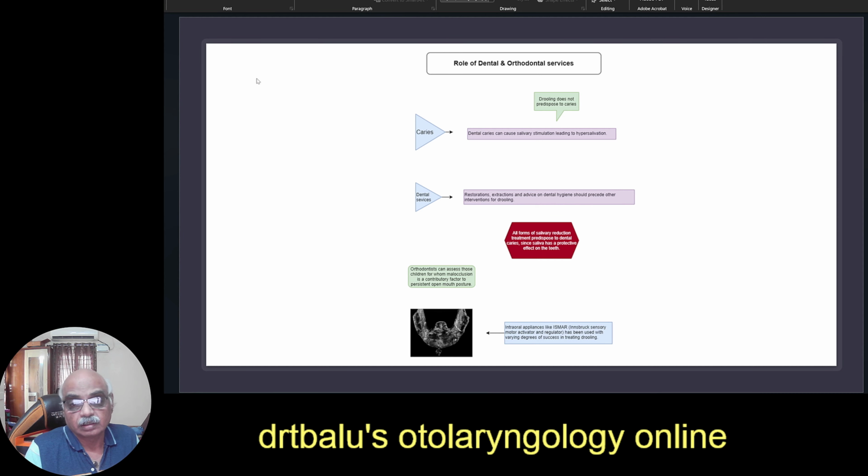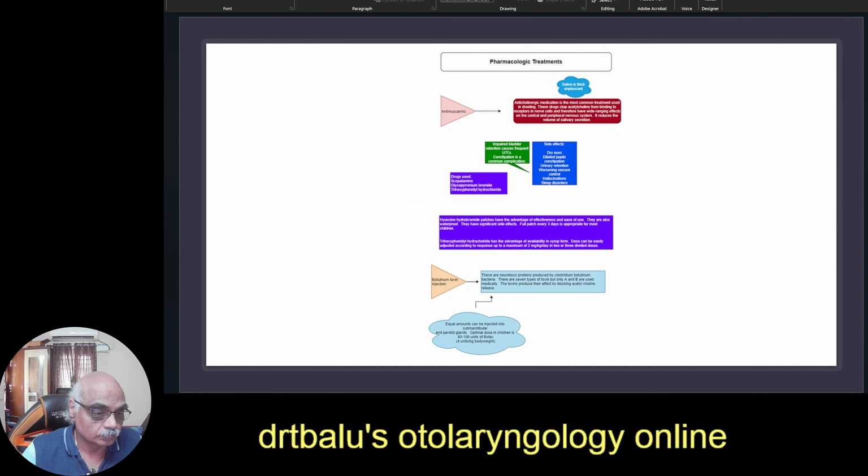And then dental services can go a long way in improving the oral hygiene, and orthodontists can prescribe intraoral appliances like ISMAR, and this can provide good lip closure, thereby preventing drooling. Then pharmacological treatment of drooling. I have already been telling you the role of antimuscarinics. Antimuscarinics are actually anticholinergic medications which are commonly used in the management of drooling. These drugs act by stopping acetylcholine from binding onto the receptors in the nerve cells, and thereby the amount of saliva secreted is reduced. It reduces the volume of salivary secretion.